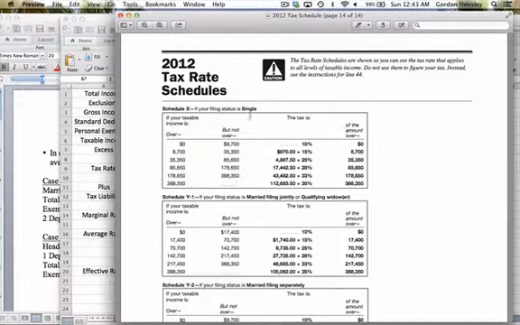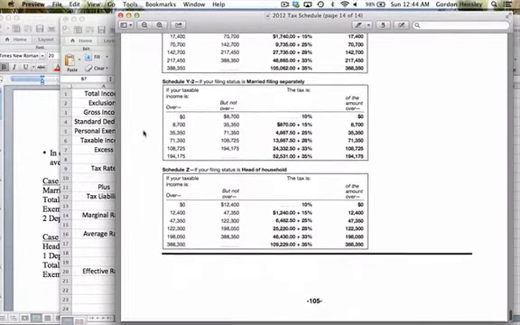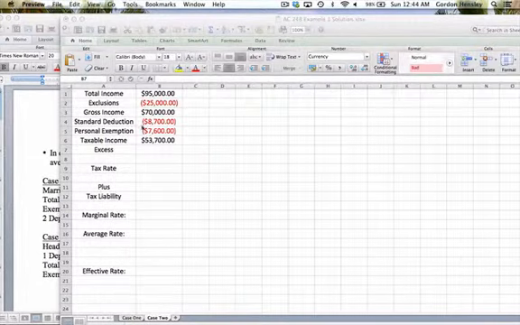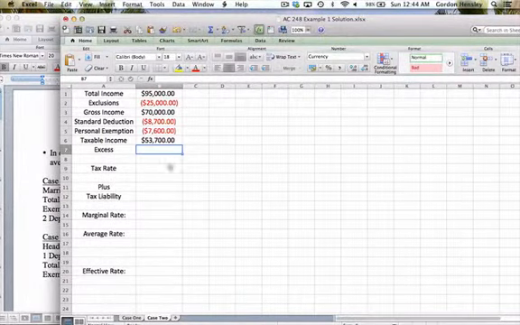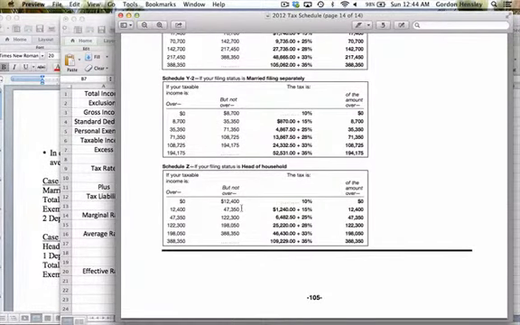Now again, I want to be careful. I want to make sure I use the proper table. This person's status was head of household. Well, for that I've got to go all the way down to this final table, because this is the table for head of household status. Now, what was their taxable income? $53,700. So where does that lay on the table?